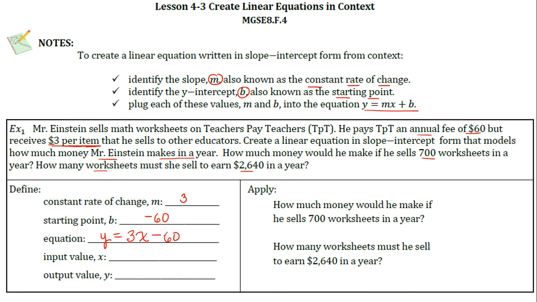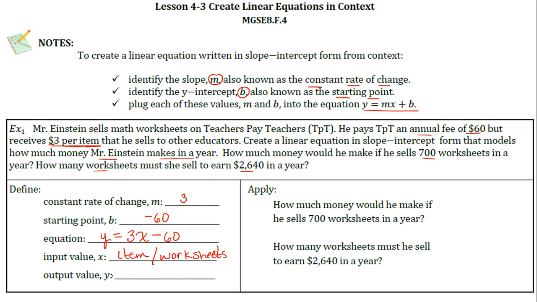Now, once we get the equation established, we have established what m represents, what b represents. Now we need to ask ourselves, what does the y represent and the x? Well, my x value, just like it said in the word problem, is per item. So x is item, or we could say the number of worksheets. So as the sales of worksheets increase, the money we make is going to increase, and that tells us the y.